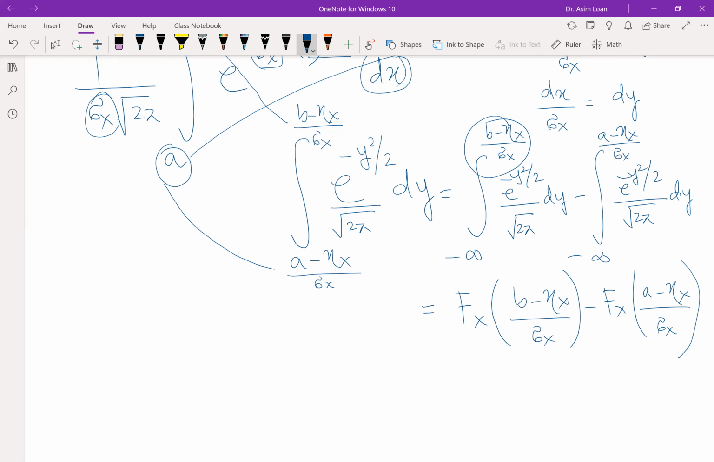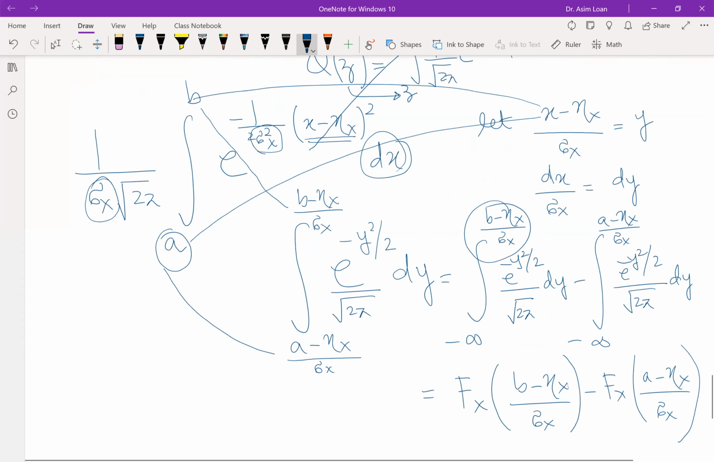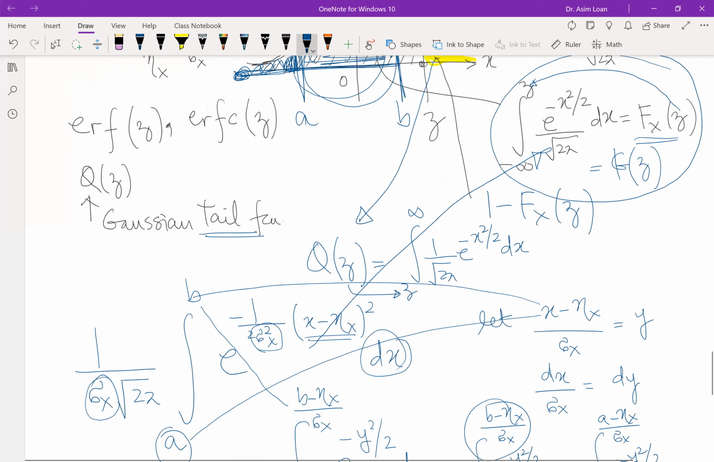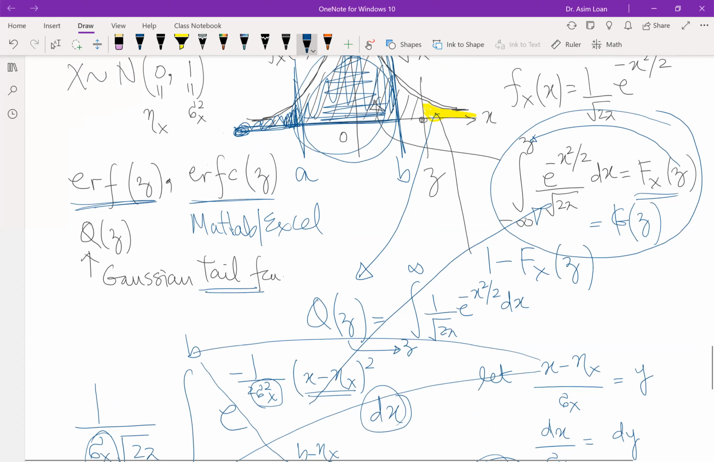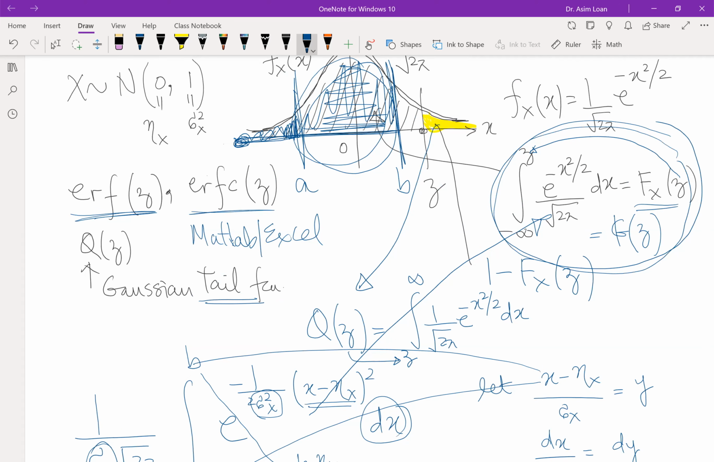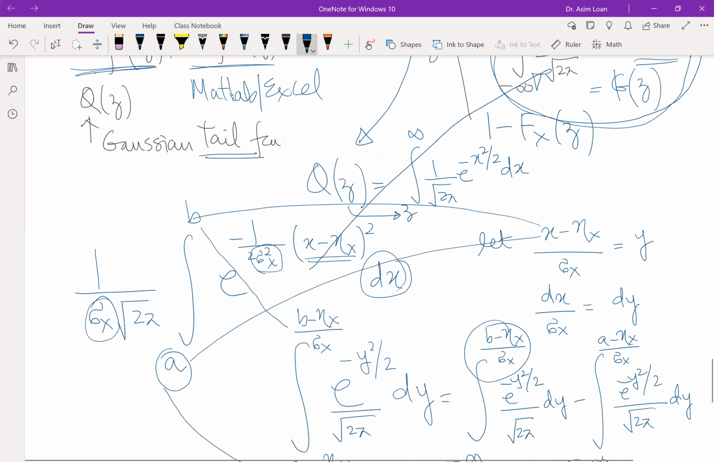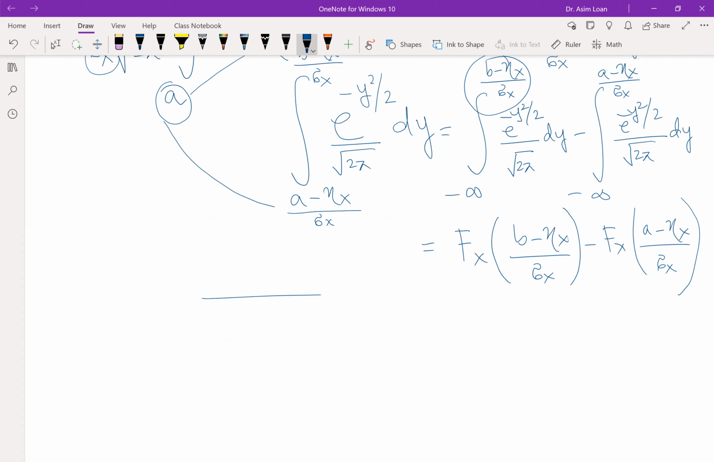Obviously, there are tables available. Either you use tables or you use MATLAB or Excel. You'll find these ERF and ERF complement functions. Obviously, you look at the definition, just see how they have defined it. Have they defined it like this, or have they defined it with under root 2 pi and a 0 here instead of minus infinity? You can always do a change of variables, and then you will see this is how you will integrate. So this is the function.